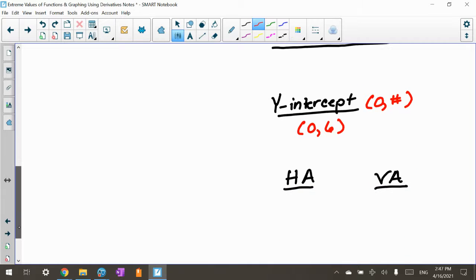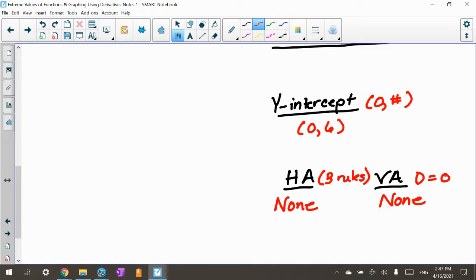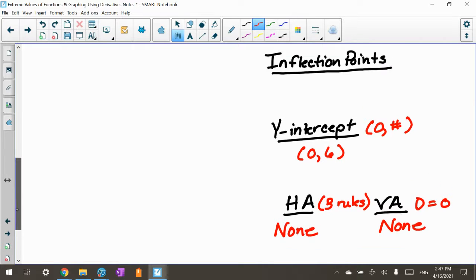Again, because this is a polynomial, and it's not a rational function, there is no horizontal asymptote, none, and there's no vertical, okay? Now remember, with the horizontal asymptote, there were 3 rules, and we'll be using those as we go along. You have to remember that. And for the vertical asymptote, you're going to put your denominator equal to 0, and there isn't a denominator because it's not a rational function. So those are the quick things we got out of the way.